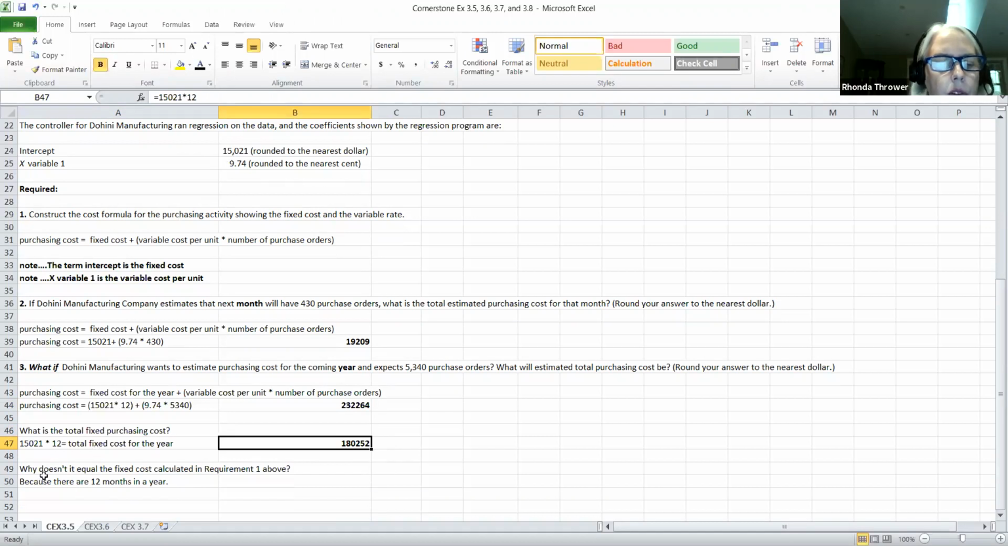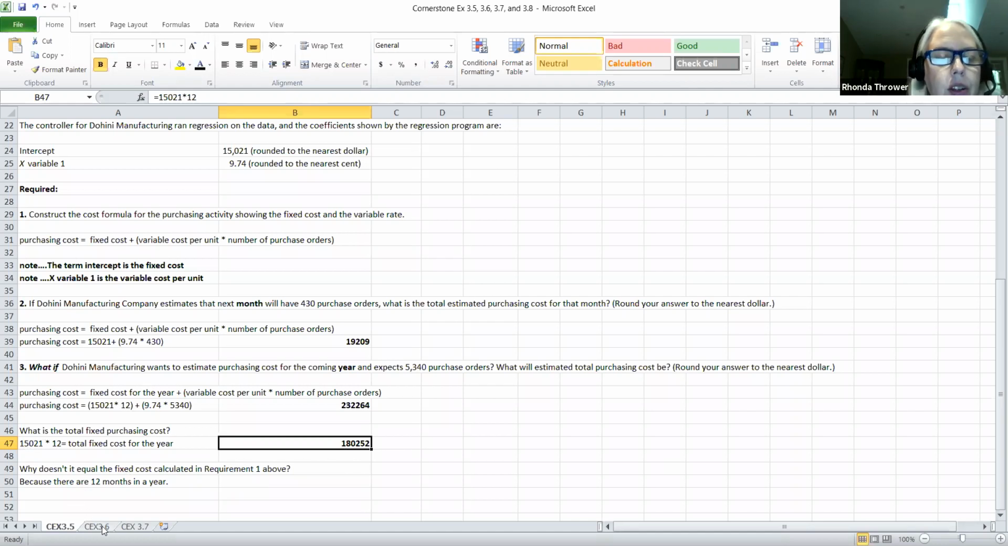And then they ask you, why does it not equal the fixed cost calculated in requirement number 1? It was because this was for a year and there are 12 months in a year. So because there are 12 months in a year, we had to multiply the monthly amount by 12 months to get the total yearly amount. And this would not be equal to the monthly amount. There are 12 months in a year.